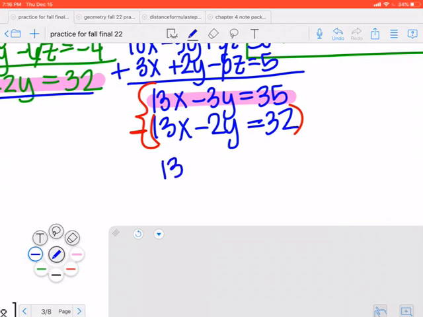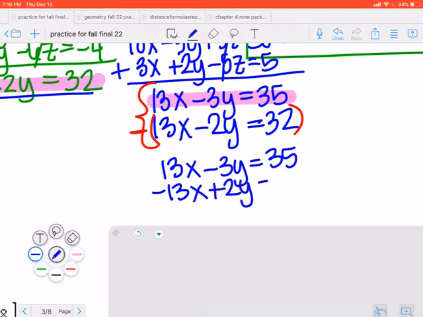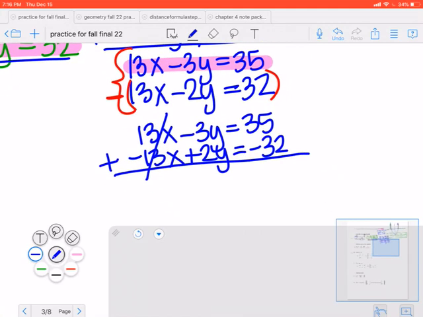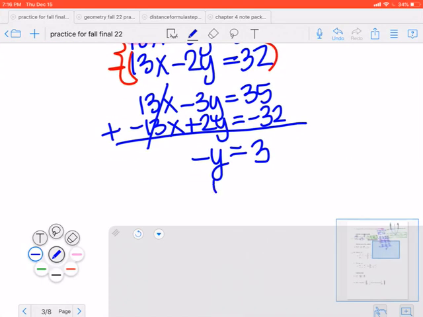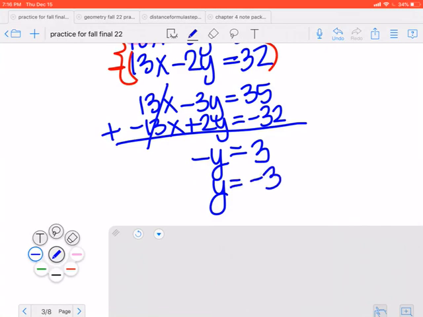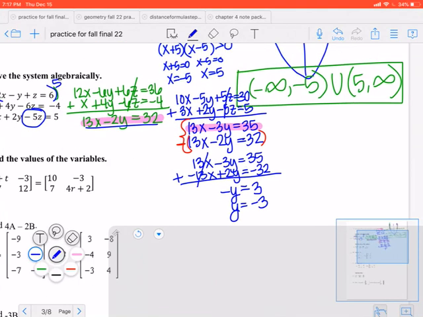So the top equation I'm leaving alone. Bottom equation, we're multiplying everything by negative 1. Plus 2y equals negative 32. Now when I add them together, our x's are eliminated. Negative 3y plus 2y is negative y. 35 minus 32 is 3. Divide both sides by negative 1. Y is negative 3.